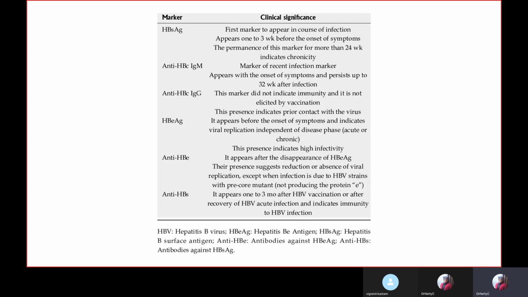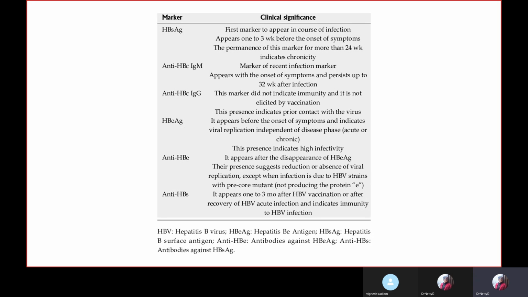Now the next one is anti-HBc, which has IgM and IgG antibody. So here just remember, anti-HBc is a marker of infection. IgM is an acute infection. IgG means chronic infection. Then you have HBeAg. Here HBeAg is very important from the MCQ point of view. The reason for that is HBsAg is the first marker to appear in case of an infection, whereas HBeAg indicates there is an active viral replication.